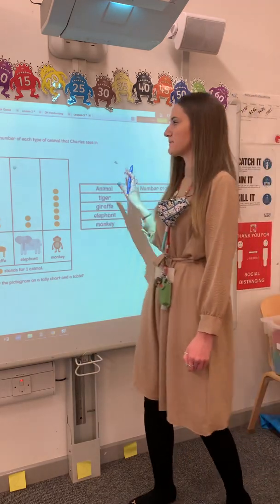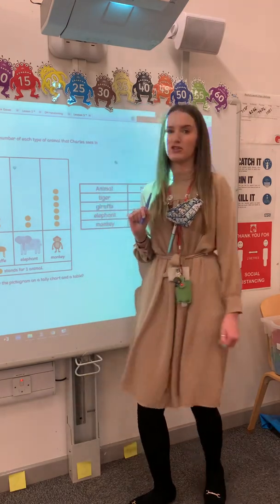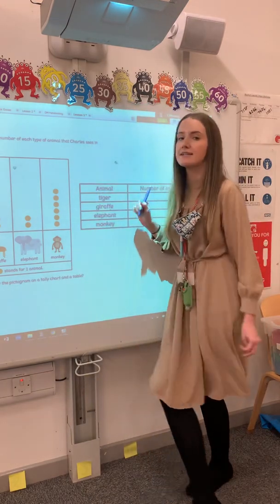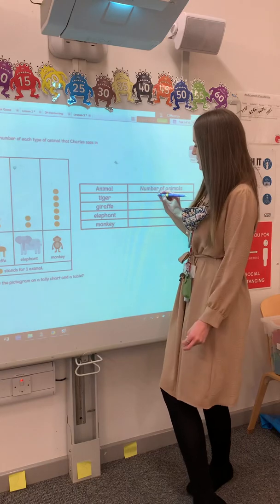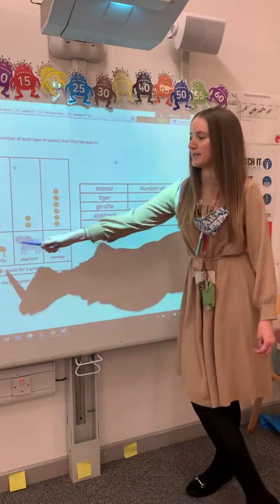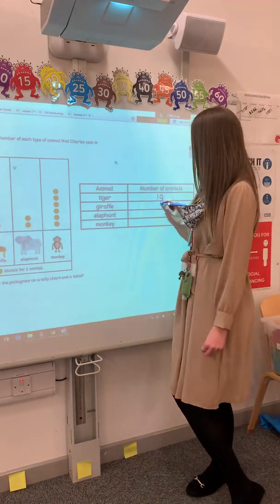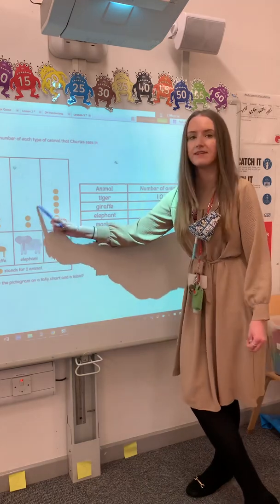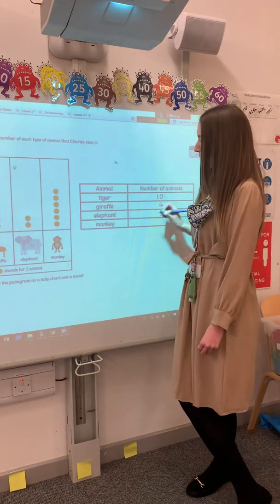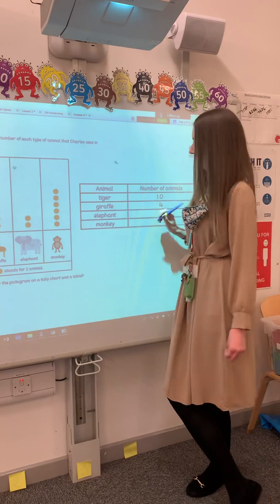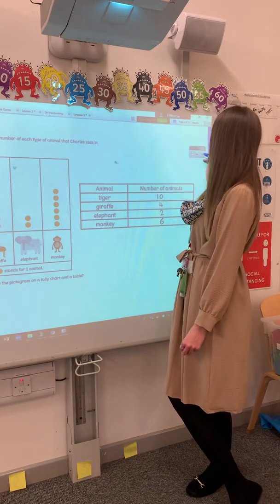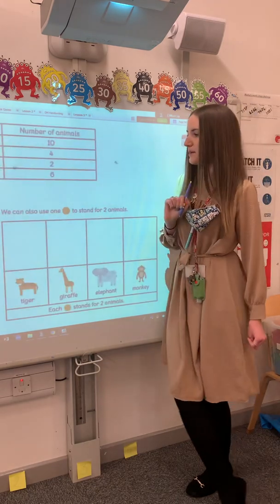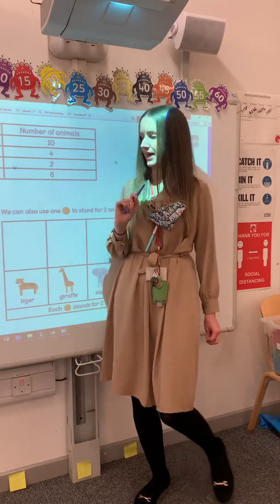And now we need to put it into a table. For a table, we just need to write the number. So how many tigers did he see? He saw 10. How many giraffes? 4. How many elephants? 2. And how many monkeys? 6. Well done.